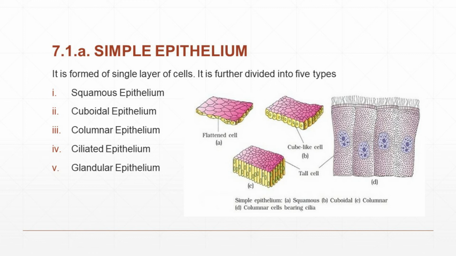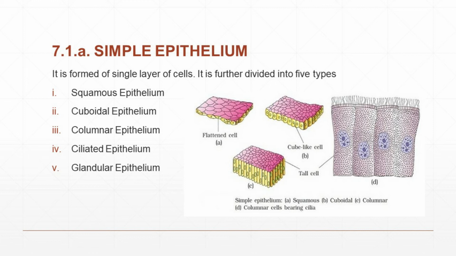The second type of simple epithelium is cuboidal epithelium. It is composed of a single layer of cubical cells. The cells are cubical in shape. The nucleus is round and lies in the center. This tissue is present in the thyroid vesicles, salivary glands, sweat glands and exocrine pancreas.